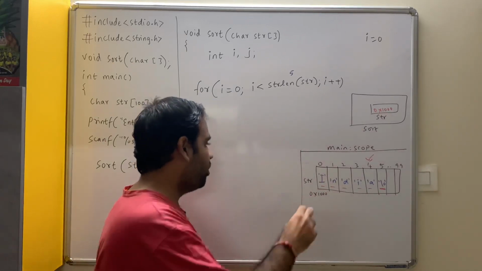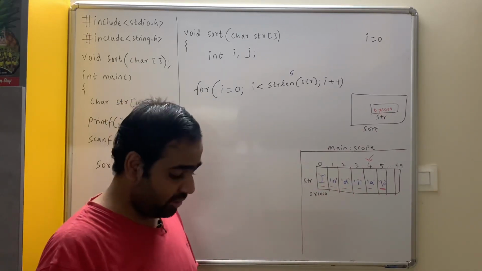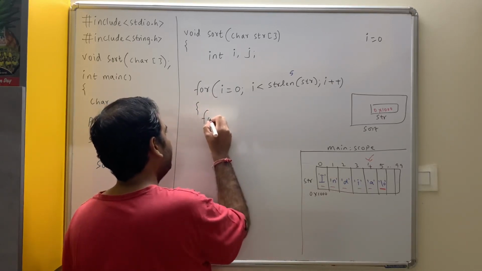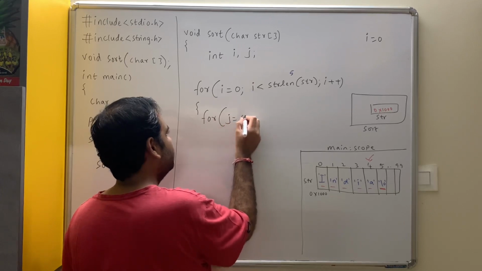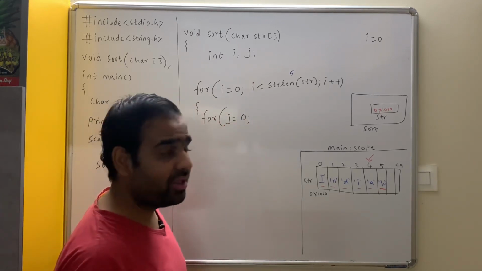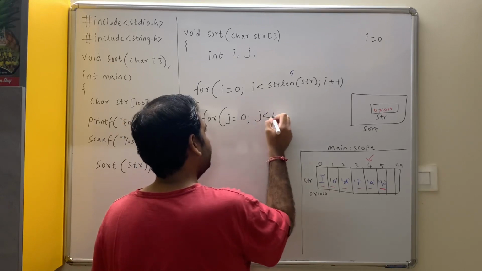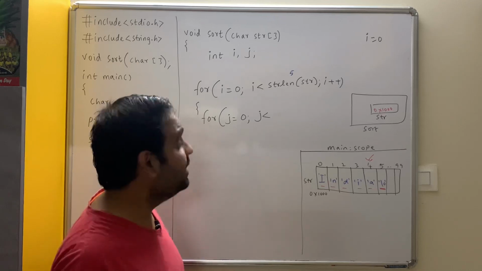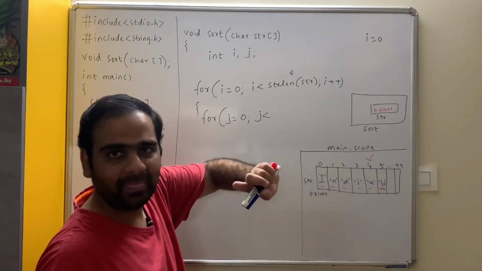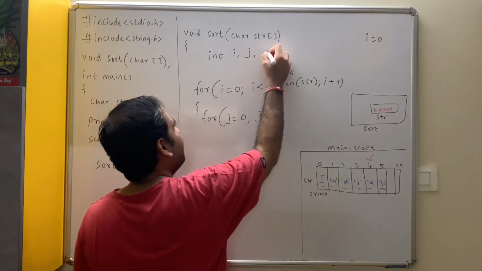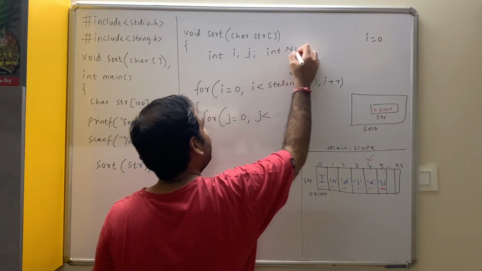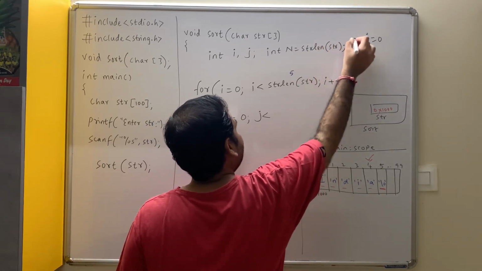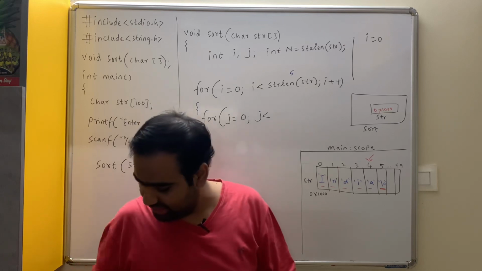Now, how does bubble sort work? You need to compare the neighbors, and again you need to compare by ignoring the case. We say for j starting from 0, and how many pairs are there? We know that in bubble sort the number of pairs is n minus 1 minus i. Now can anyone say what n is? n is nothing but the string length. Therefore, I can write over here int n is equal to strlen of str.